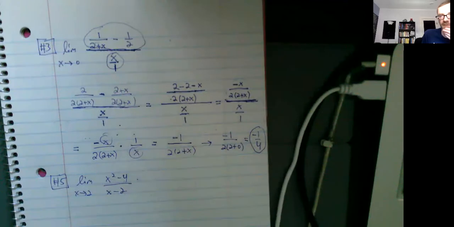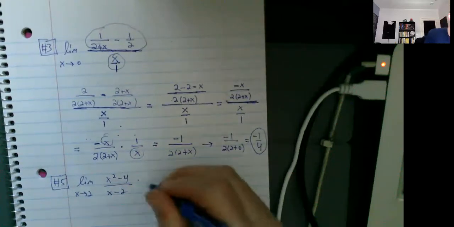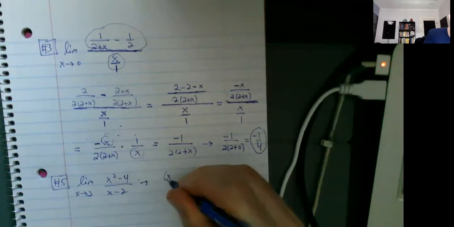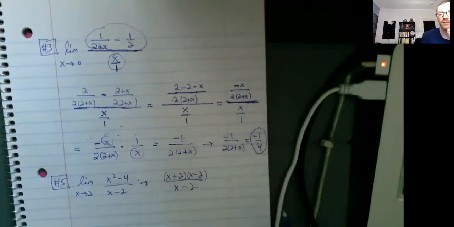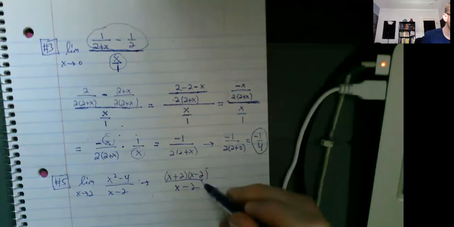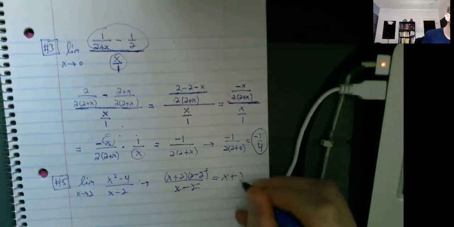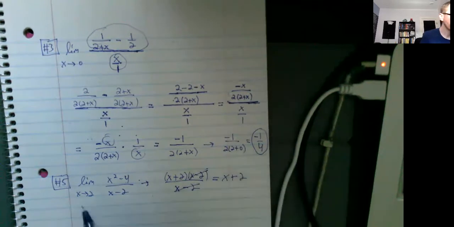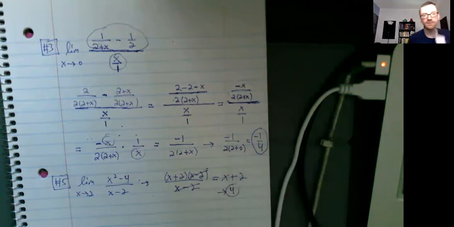The numerator can be factored. It's a difference of 2 squares: x squared minus 4, and 4 is also a square, the square of 2. So you can rewrite that as (x plus 2) times (x minus 2). That's how a difference of 2 squares factors. And then this x minus 2 cancels with that x minus 2, so the whole thing just reduces to x plus 2. Now when you plug 2 into this expression, you just get 4. So that's how that one goes.